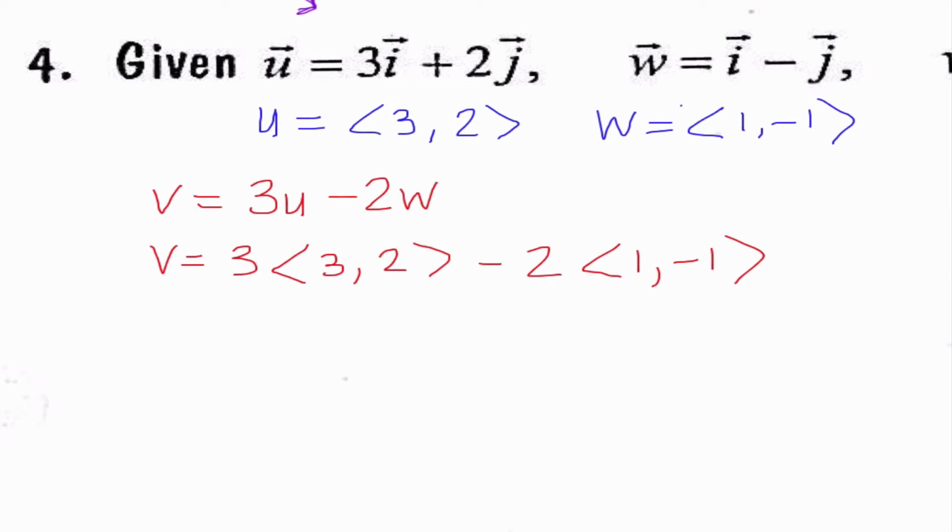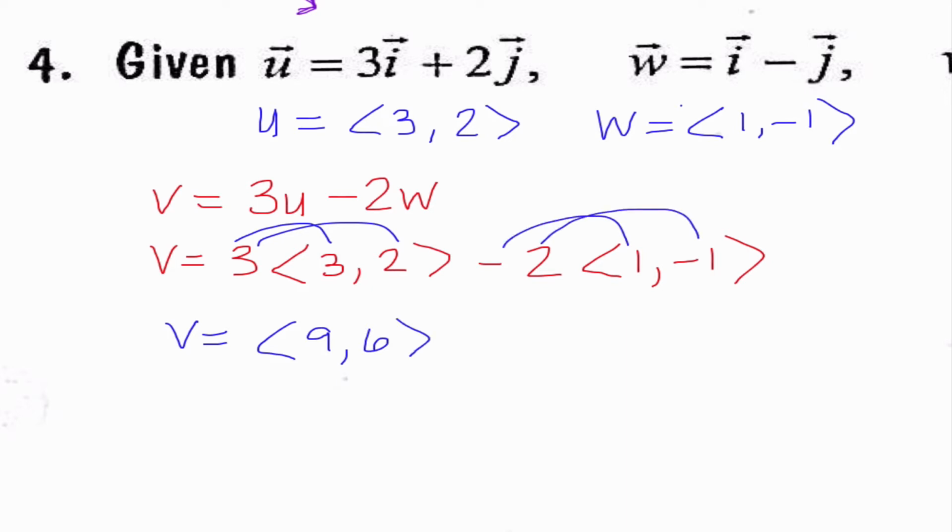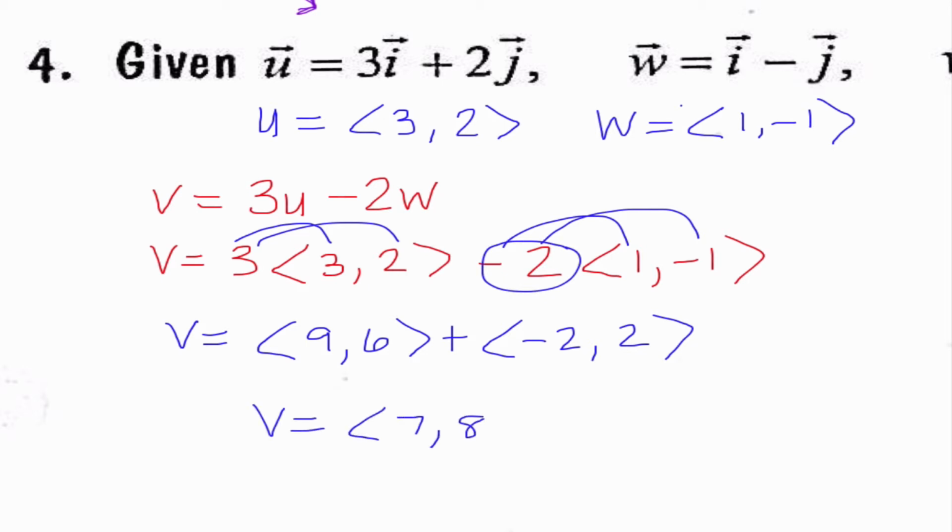And even though these are component forms and vectors, we're going to go ahead and multiply everything in that first component form by 3. So I would get <9, 6>, and I'm going to multiply everything in that second one. I could either multiply by a negative 2 and make it positive here, or I could multiply by 2 and leave subtraction. Either way is fine. Okay, so I multiplied this whole negative 2. So when I add together my like terms, I get <7, 8>.